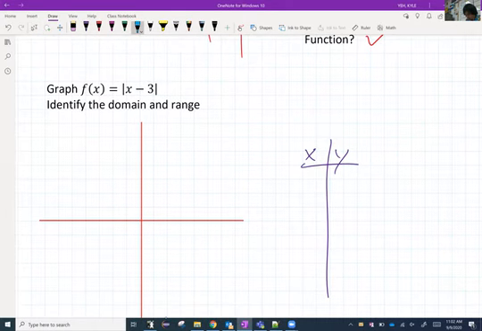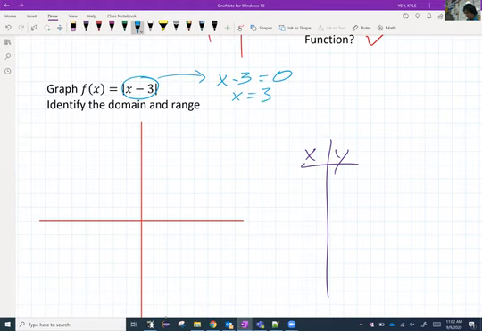I'm going to take whatever is inside the absolute value and set it equal to 0. And then solve for x. So add 3 on both sides, x equals 3. That is my rebound point. When we set whatever's inside the absolute value equal to 0, and then solve for x. So I now know I want to start my table in the center at 3.